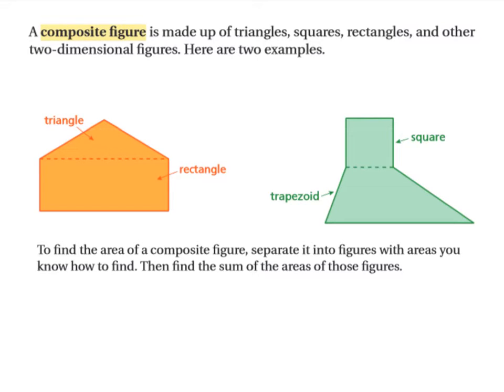Here are two examples. Here we have a triangle and a rectangle. On this side, we have a square with a trapezoid. To find the area of a composite figure, separate it into separate figures with areas you know how to find. Then find the sum of the area of those figures. You just add them together.